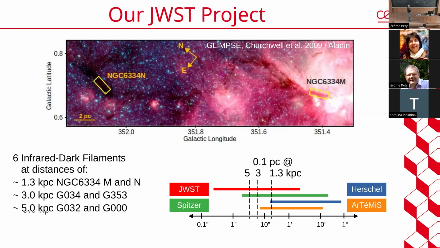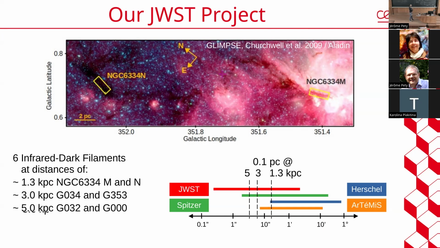Then within the same larger complex, we also observed NGC 6334N, sitting in a more remote area, which makes the analysis somewhat easier, but it's also less dense. So with less background intensity, you can observe only lower densities.